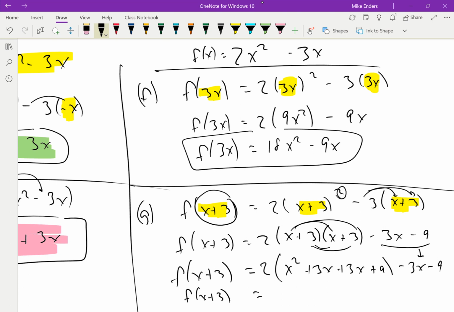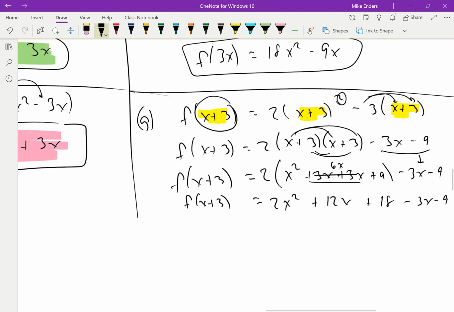And then let's see, this 3x plus 3x is now 6x. I'm going to distribute this 2, so I get 2x squared. 2 sets of 6x is going to be 12x. 2 sets of 9 is 18. We've got minus 3x minus 9.